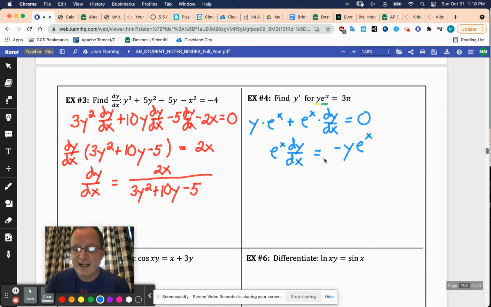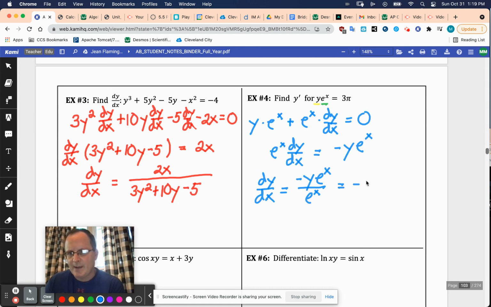And then divide both sides by e to the x. But hold on. If I divide both sides by e to the x, I'll show it the first time. So negative y e to the x over e to the x. And then the e to the x is just going to cancel. This e to the x thing is just wild. And so those two just cancel out. And my answer, the slope is always just the opposite of y. Well, how about that? That is crazy.